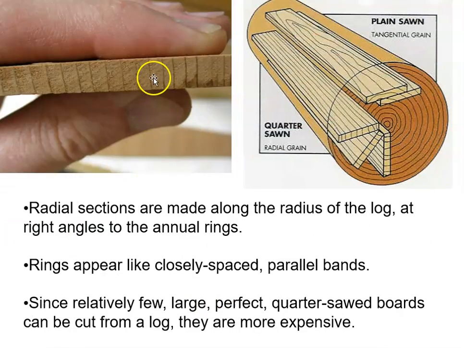Okay, here's our nice piece of quarter sawn lumber with our rings coming through 90 degrees to the face, appearing as closely spaced parallel bars. Since there are relatively few large perfect quarter sawn boards that can be cut, they are more expensive.